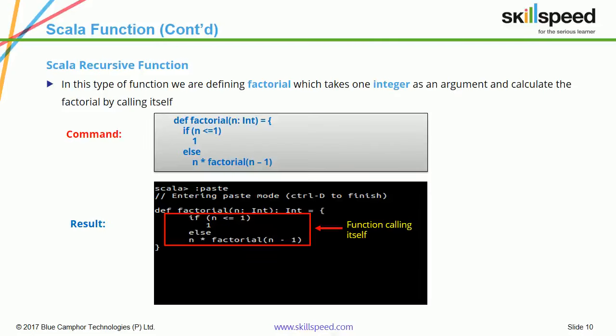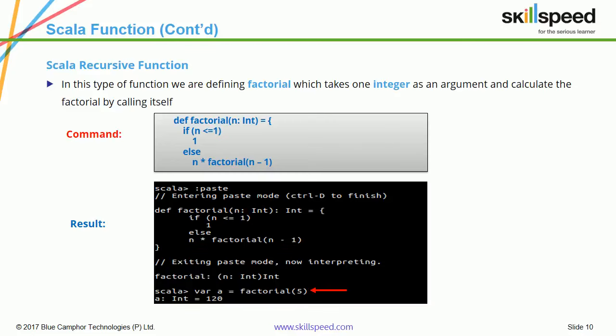And then if you want to call the function, you can simply type var a equal to factorial and then pass a number inside the function. So here I am passing the number 5 and it is printing the factorial, which is 120.